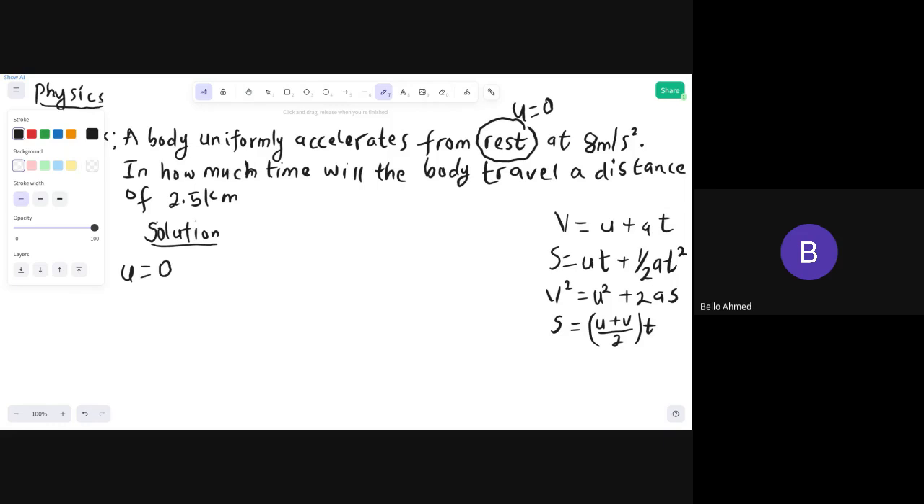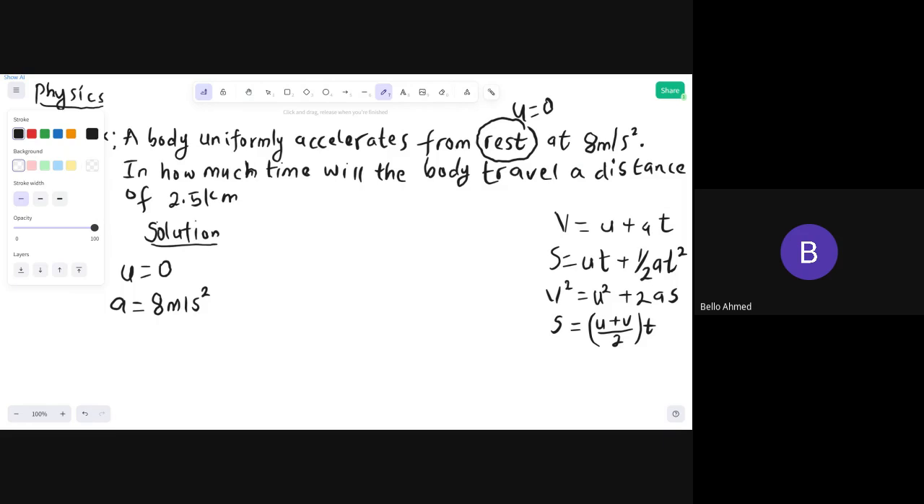So what is the next thing? Continue reading: at 8 meters per second squared. What is measured in meters per second squared is acceleration. So I'm going to write that my acceleration is equal to 8 meters per second squared. Do you understand that? Remember, I said when a body starts from rest, you have to watch out for that. It's very important. That is part of the skills you should possess.